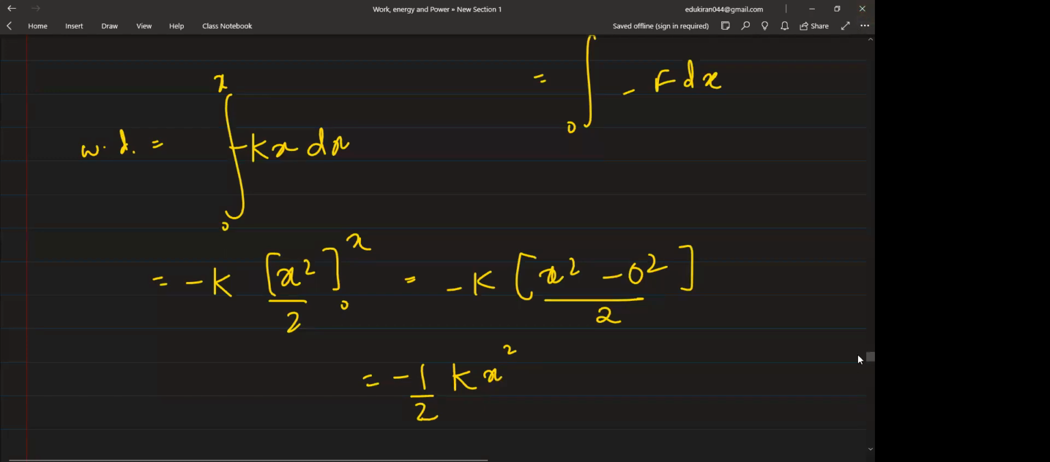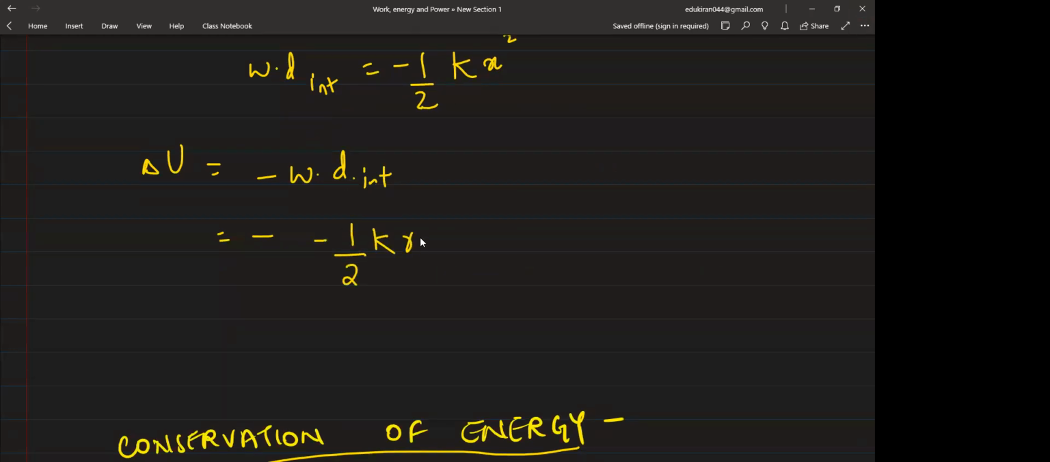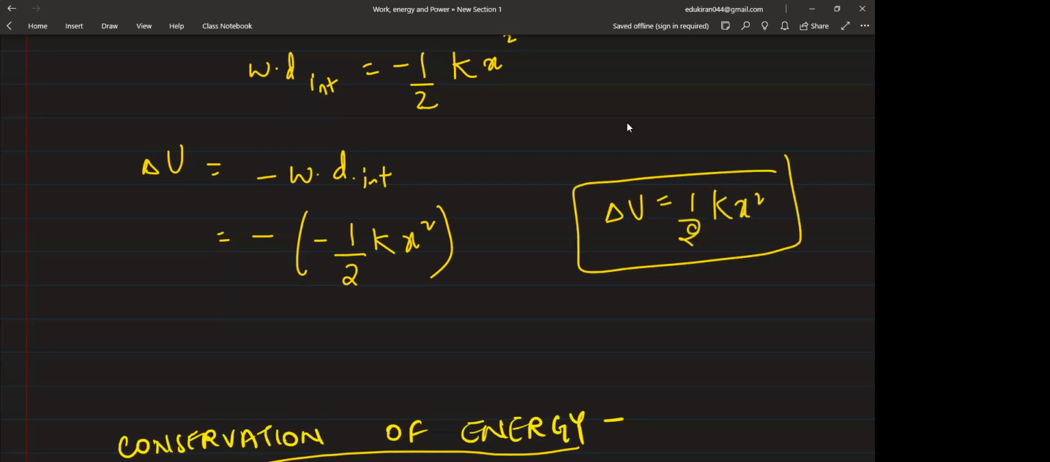Now the total potential energy, what is this? This is the internal work done. We know that internal work done and external work done are negative of each other. So this is the work done through internal force, right? We were using internal force only, right? So delta U is equal to minus the work done by internal force. So minus, what is the work done by internal force? Minus half kx square. So the change in potential energy becomes half kx square.